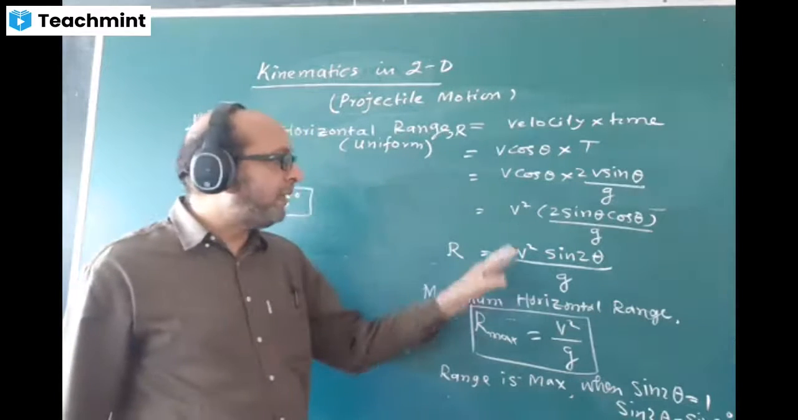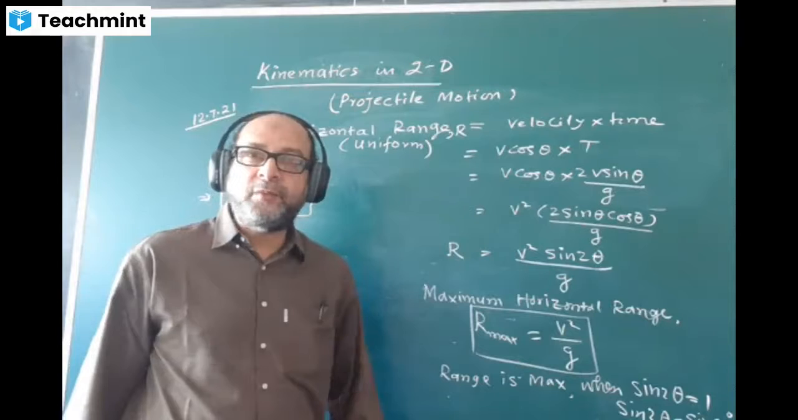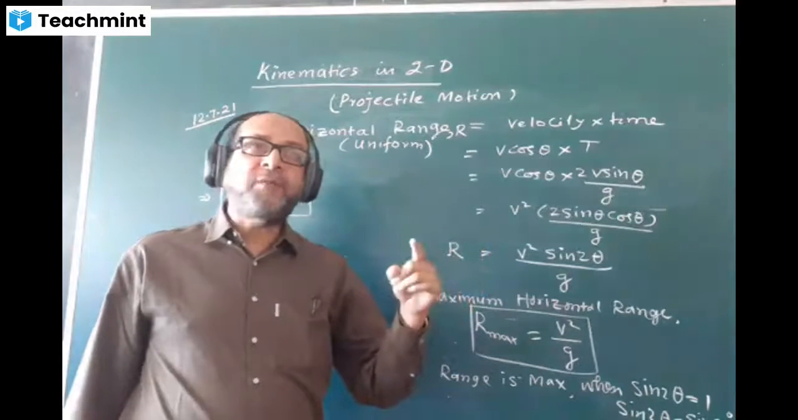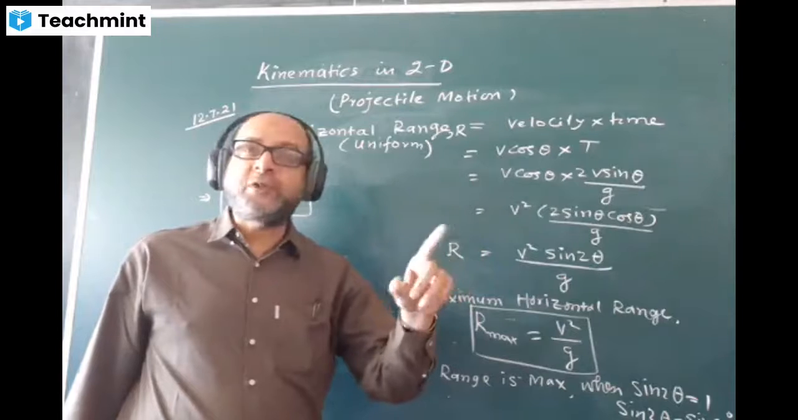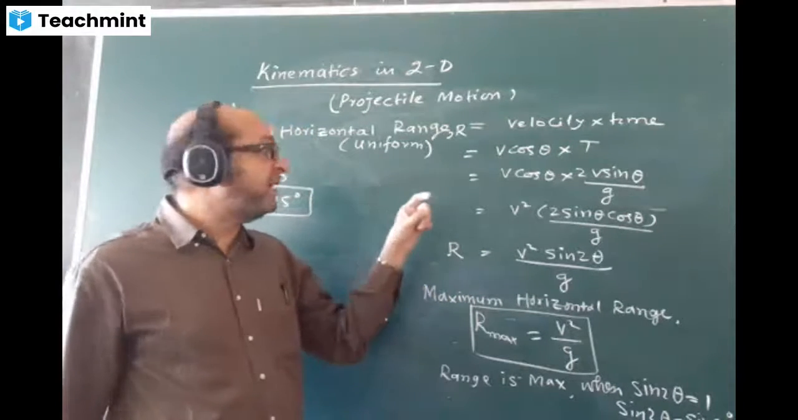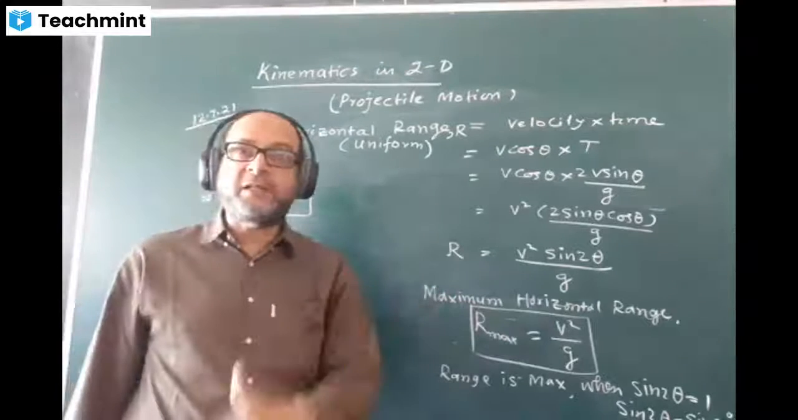So have you understood the formula here? How are we deriving the formula? Time of rise, what is the time of rise? The normal formula for time of rise is u by g. But u is the same as v sin theta. V sin theta is the value of u. So the formula is v sin theta by g.